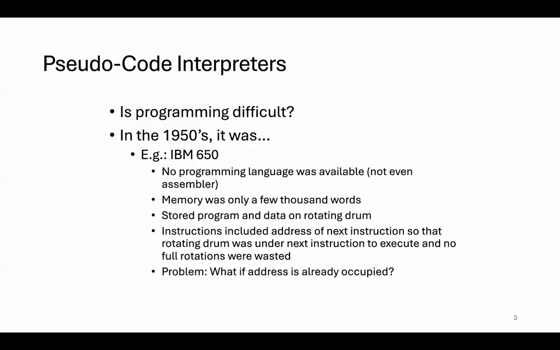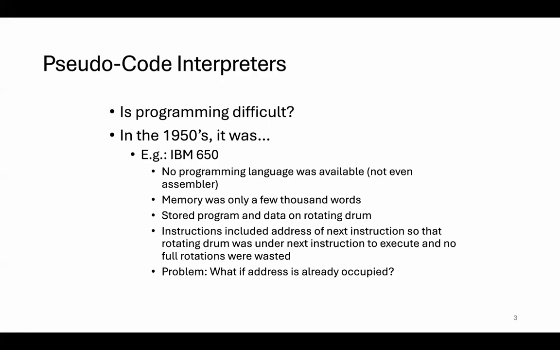And instructions included the address of the next instruction so that the rotating drum was under the next instruction to execute and no full rotation was wasted. So if you think about it, everything is hard coded. The location of the memory where the next instruction is going to be. You have to write things in machine language as well. And that always brought a problem. What if the address where you want to put your next instruction was occupied by something else? How are you going to use the next instruction?